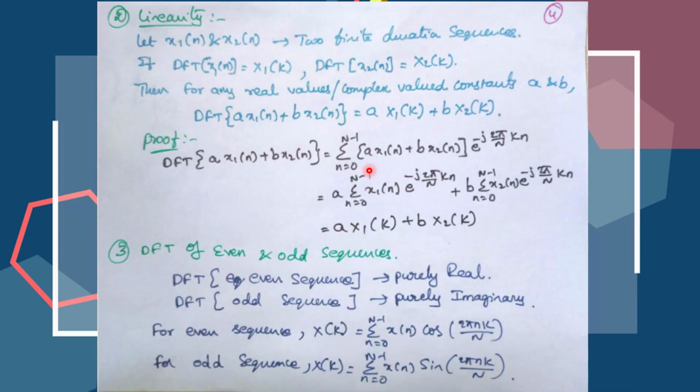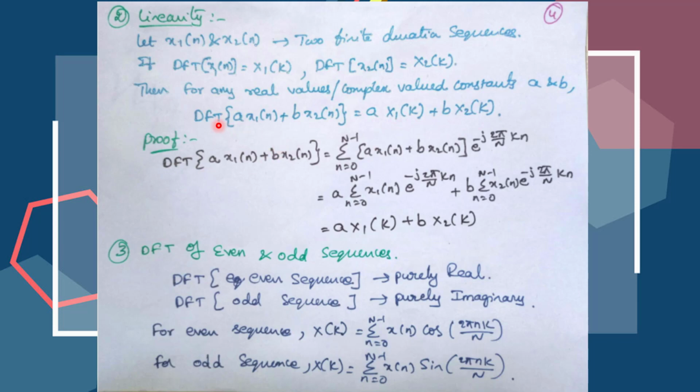Next, linearity. Let x1 of n and x2 of n be two sequences. DFT of x1 of n is X1 of k. DFT of x2 of n is equal to X2 of k. Then for all real or complex valued constants a and b, DFT of a x1 of n plus b x2 of n is equal to a into X1 of k plus b into X2 of k. So the DFT of a weighted sum of two sequences equals the weighted sum of the discrete Fourier transform coefficients.